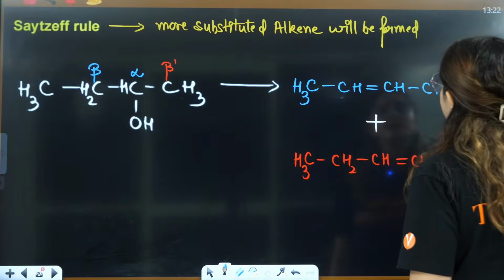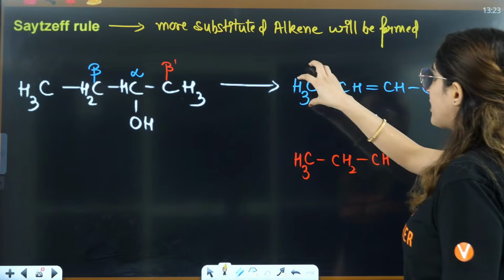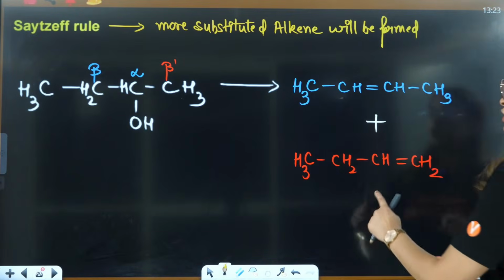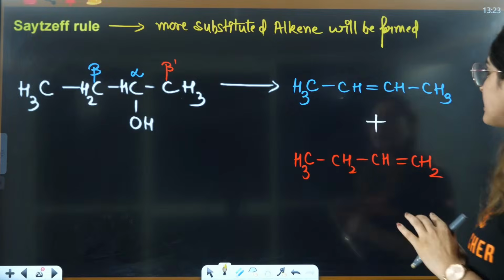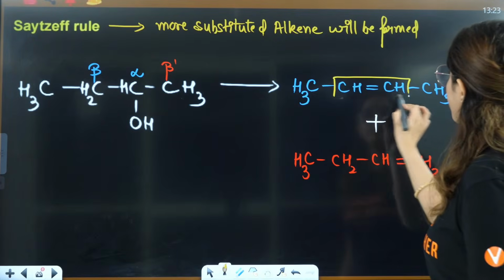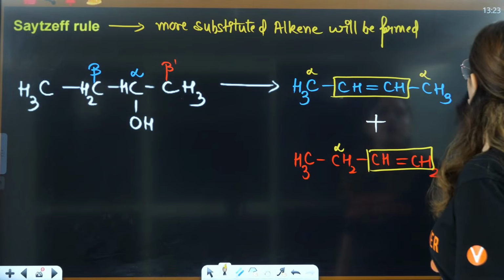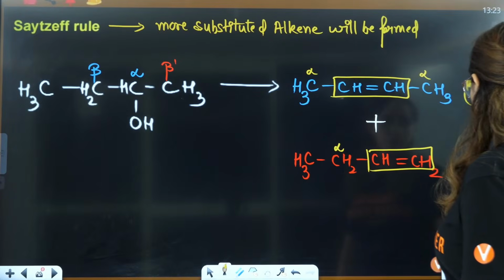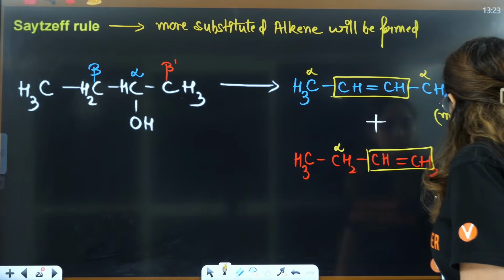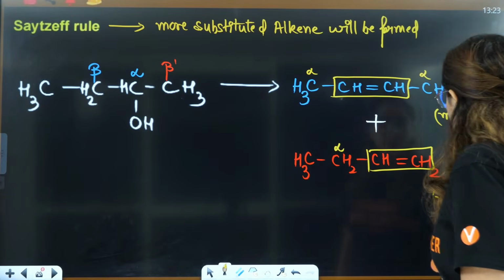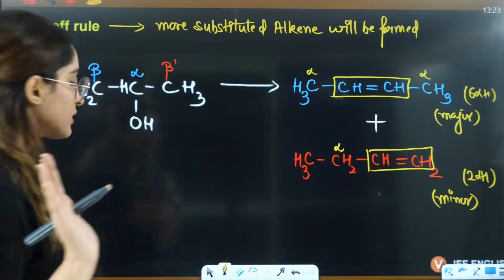Why so? Because it is the more substituted product. If you don't want to say more substitution, look at the double bond: here you have only one alkyl group attached, here you have two alkyl groups attached. Another thing you can do is count the alpha hydrogens. Here you have 6 alpha hydrogens, here you have 2 alpha hydrogens, so that is going to be the major and this is going to be the minor product. Based on that you will tell the answer, right?